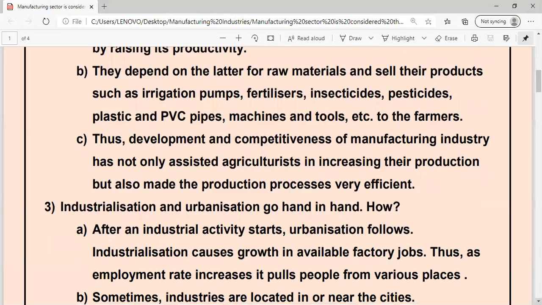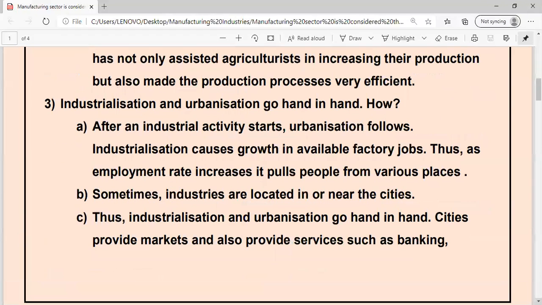Now industrialization and urbanization go hand in hand. How? So when an industry is started, urbanization, the growth of cities, follows. How? Because when a lot of industries are located in a place, employment opportunities are created, and as a result, people will be coming there. People will be coming from far off places. They will settle there, and as a result, that particular place would grow into a town and later into a city.